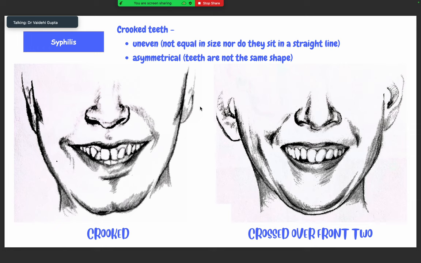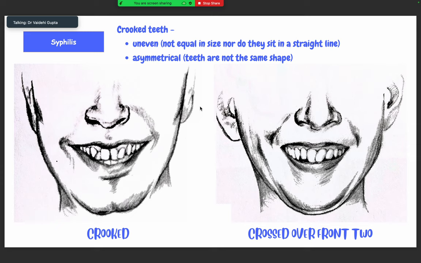They are quite zigzag in structure. We can see in this picture of the crooked one. They do not sit in a straight line. And also the next one, asymmetrical. The teeth are not of the same shape. The shape is not proper and they are quite asymmetrical. There is no symmetry. All these things are in Syphilis.